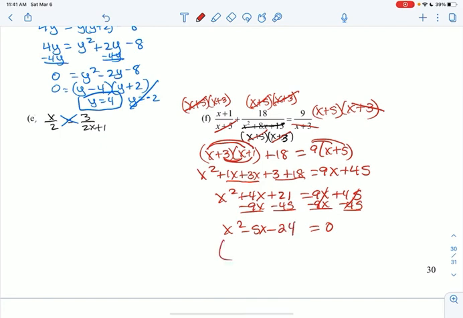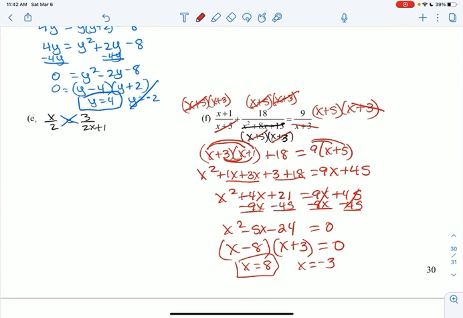Okay, now I can finally factor to solve. A lot of work going on here. So the factors of 24 that also combine to give me negative 5 are negative 8 and positive 3. I set each factor equal to 0, and my answers are 8 and negative 3. Now, 8 works fine if I plugged it into each one. Negative 3 does not work because look, negative 3 plus 3 is 0, so this one does not work.